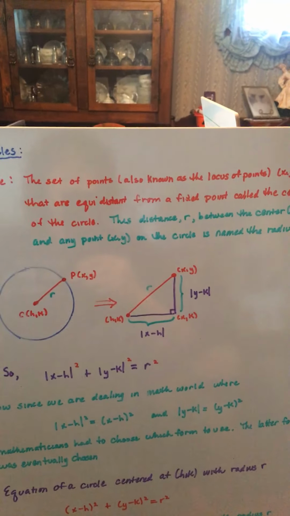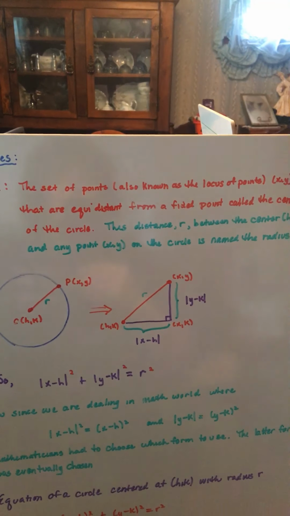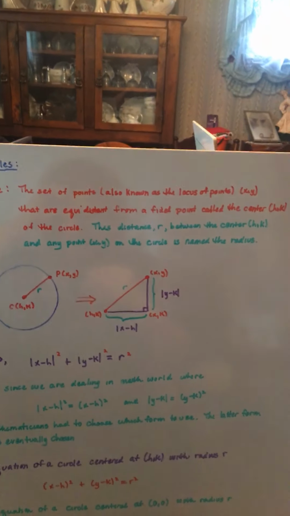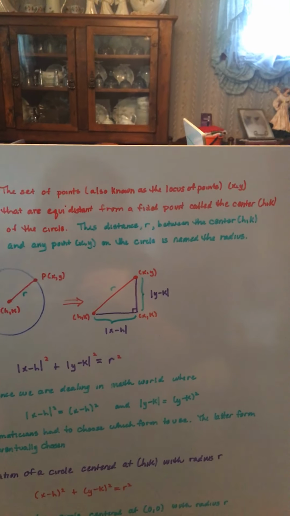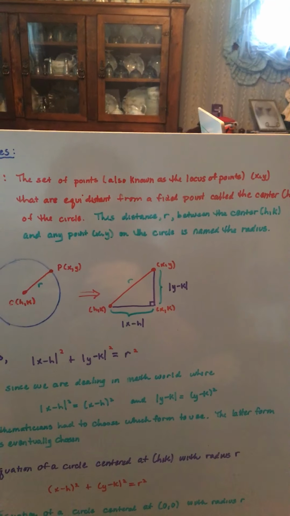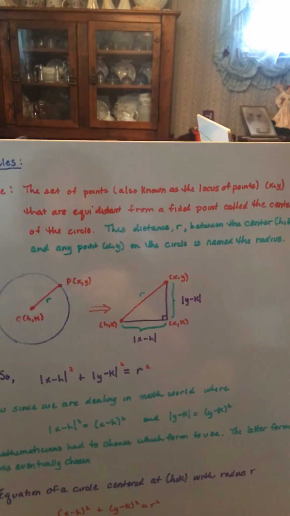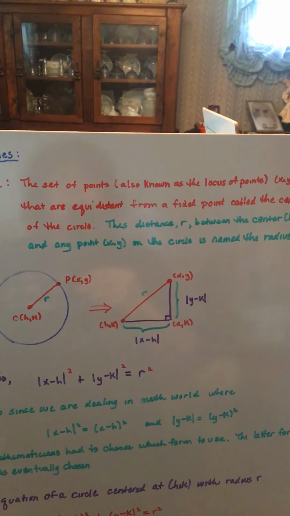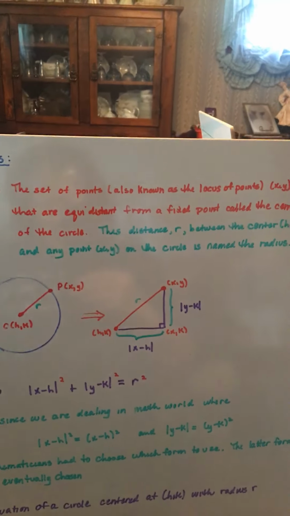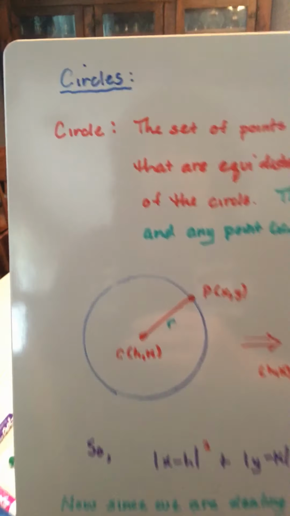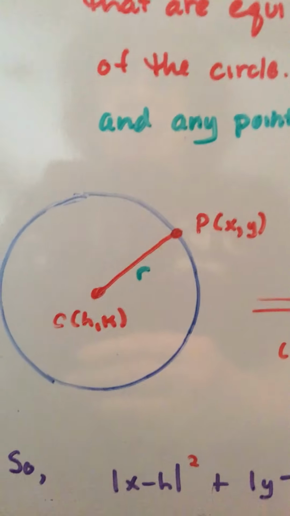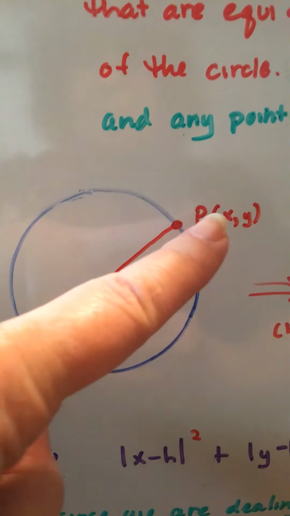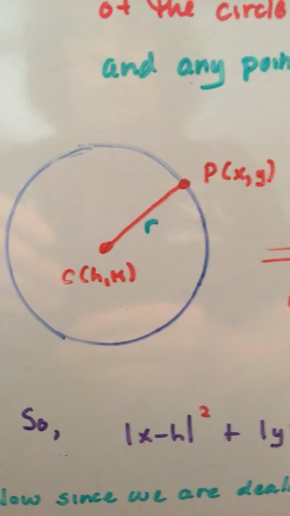X, Y, that are equal distance from a fixed point called the center, labeled H, K, of the circle. This distance we call R, between the center H, K and any point X, Y on the circle, is called the radius. So I used a little glass bottom here and I made myself a pretty circle. Center H, K, radius R, generic point on the circle.